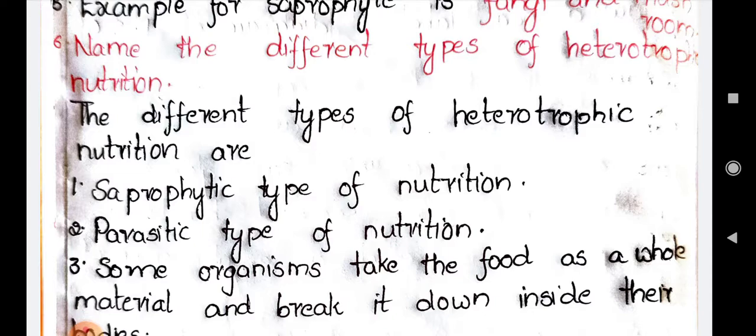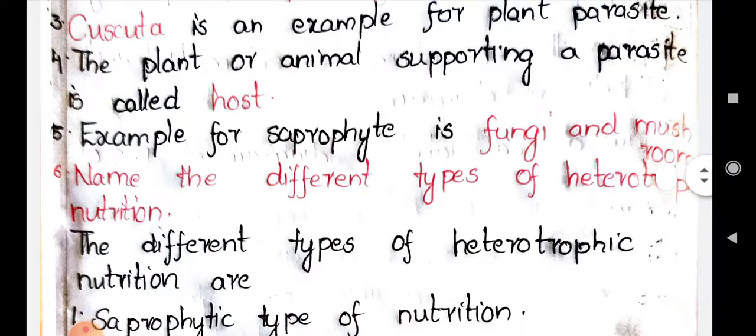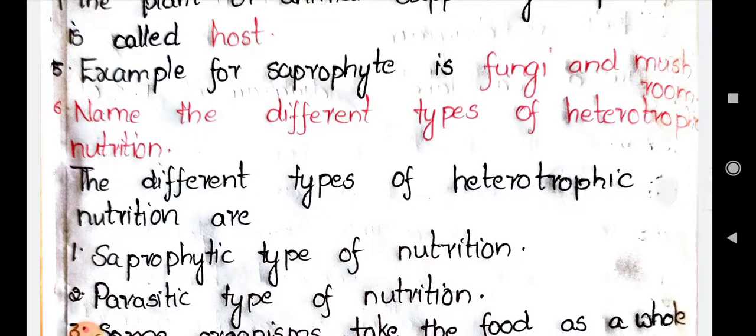Here the parasite will be taking the food material from the host and it will be benefited, while the host gives the food material to the parasite and will not be benefited, or sometimes it may die also. That type of nutrition is called the parasitic type of nutrition. In our previous question also they have given this: the plant or animal supporting a parasite is called the host. The host will supply the food material to the parasite.